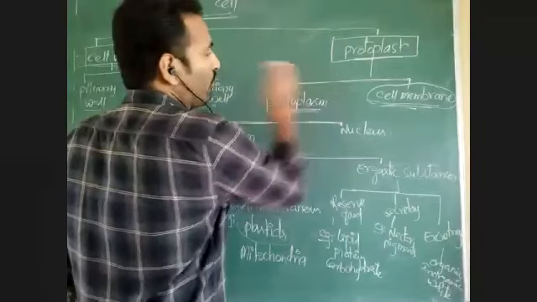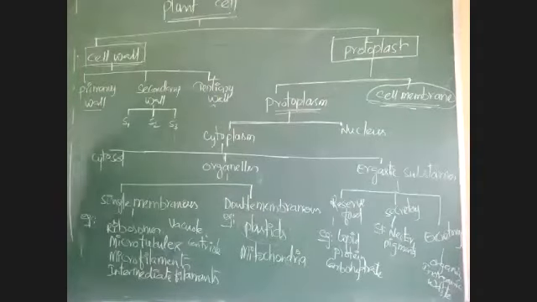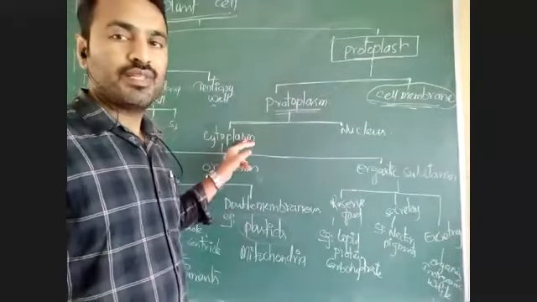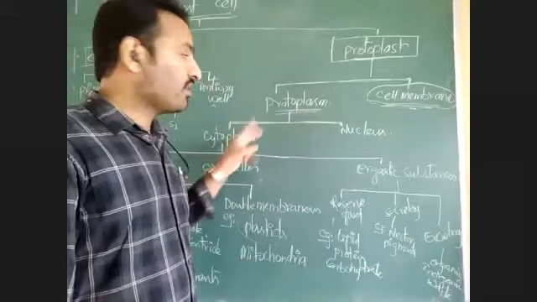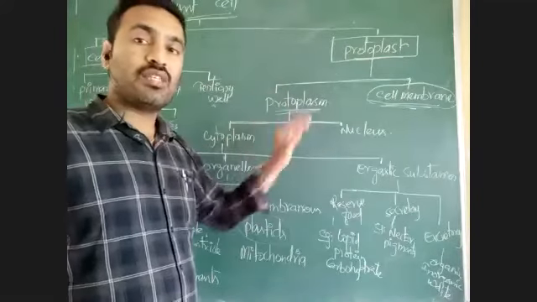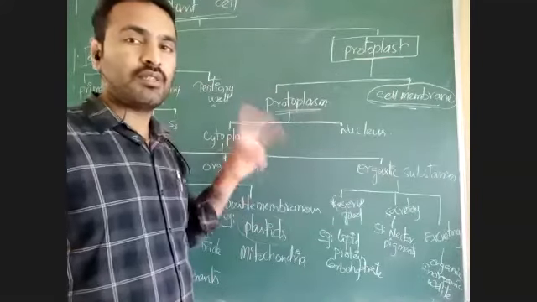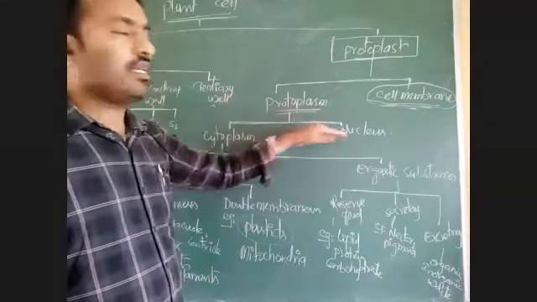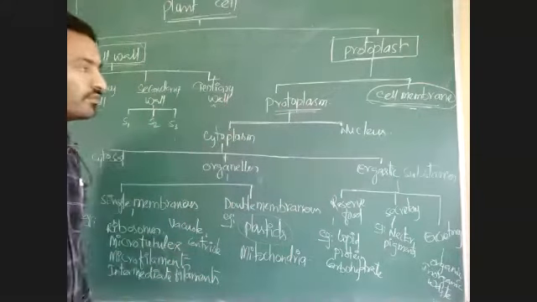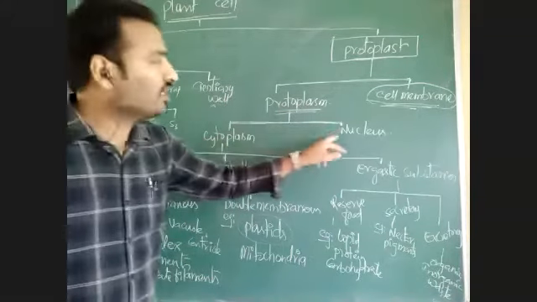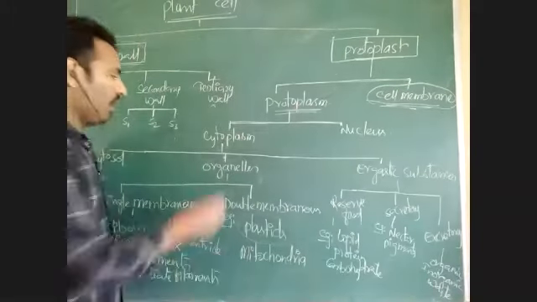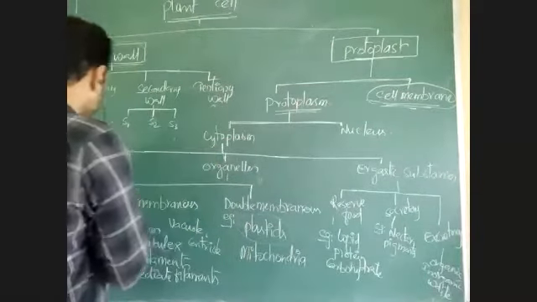That protoplasm is again divided into nucleus and cytoplasm. Here cytoplasm is not included with nucleus. Nucleus is separate, cytoplasm is separate. That you have to remember. Protoplasm without nucleus is called cytoplasm. Protoplasm with nucleus is called protoplasm. That is the difference.